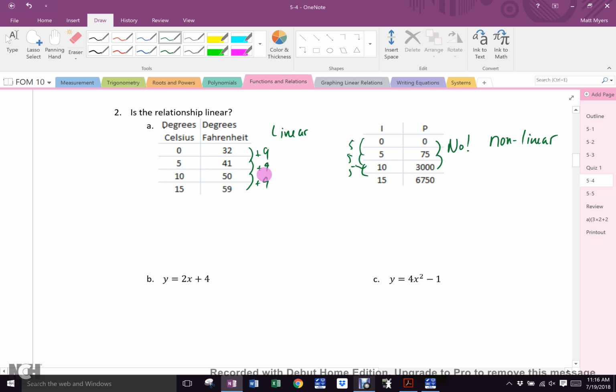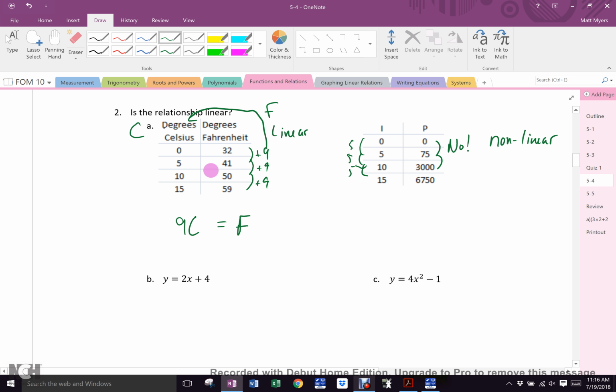9, 9, 9, that would be 9, right? Repeated over and over. So this 9 must multiply by the IV. So I'm going to call the IV C and the DV F. So 9C equals F so far, right? Now let's check. What is 9 times 0? 0. But this has to be 32, doesn't it?